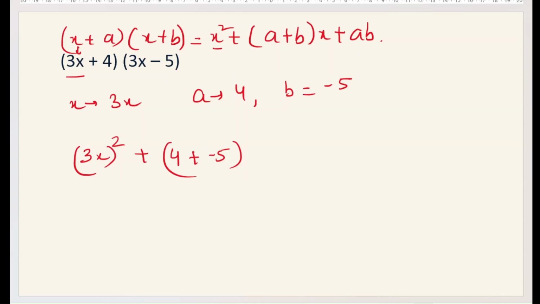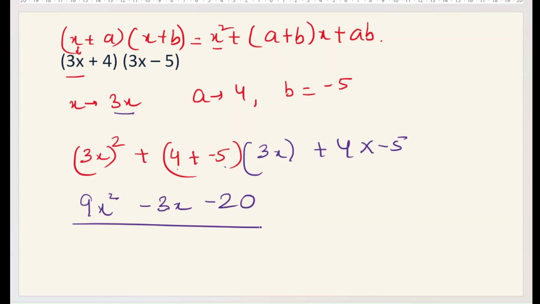You know, this is the biggest mistake students do here. What mistake? First I will solve this question. In place of x, what do we have? 3x, plus a into b, so 4 into minus 5. So, what do I get here? 3x whole square means 9x square. Now, 4 plus minus 5 is minus 1, so minus 3x. Now, 4 into minus 5 is minus 20. This is the answer.